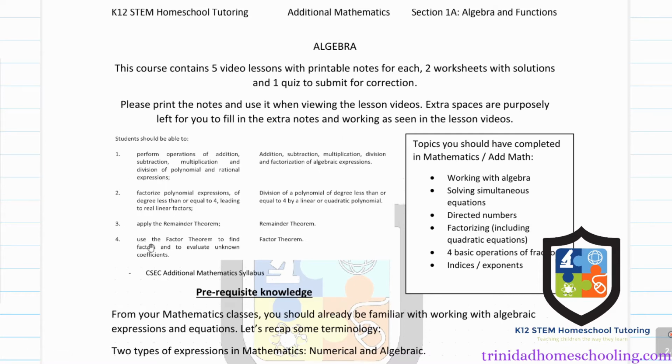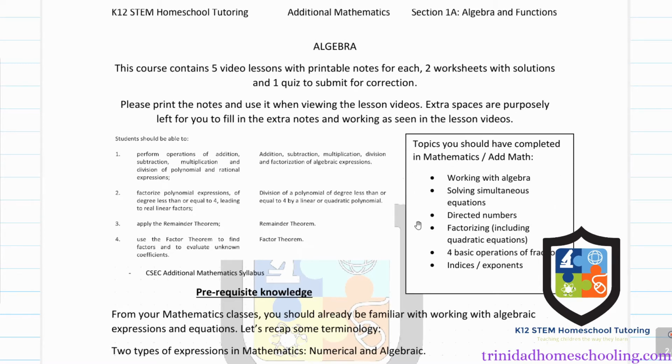Now here you will see the 4 objectives in the syllabus that you need to complete in this topic. And at the end of all 5 video lessons, you should be able to perform these objectives here. Alright.